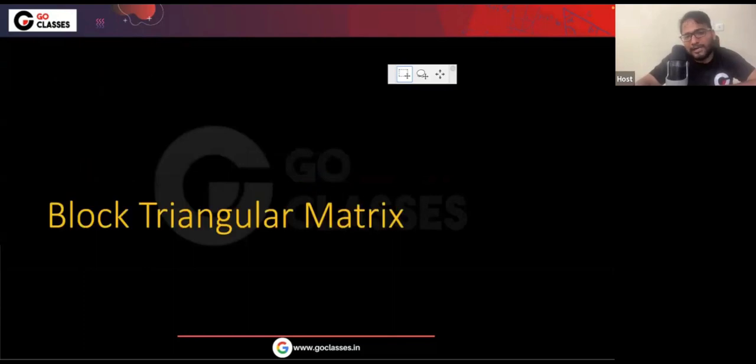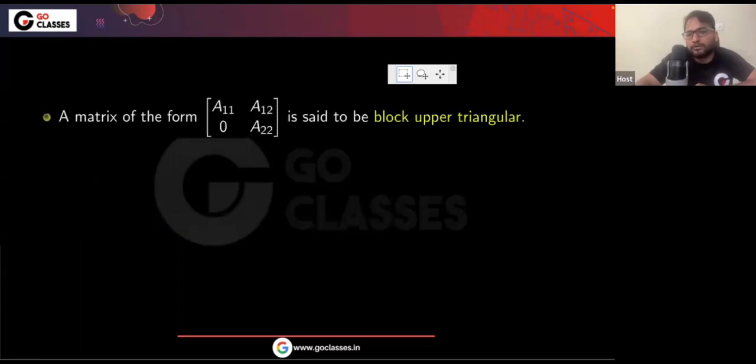Now, let's see a special type of block matrices, which we call block triangular matrices, right? So suppose we have something like this, where one of the block matrices is just zero. Then it is said to be a block upper triangular matrix. Okay. So block upper triangular. Is this okay to everyone?